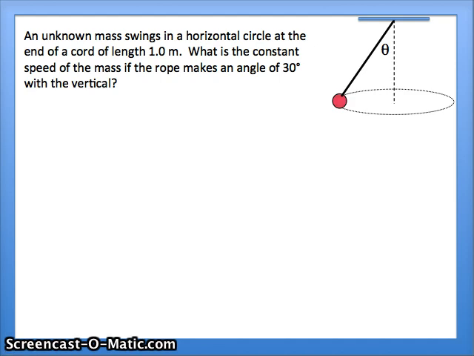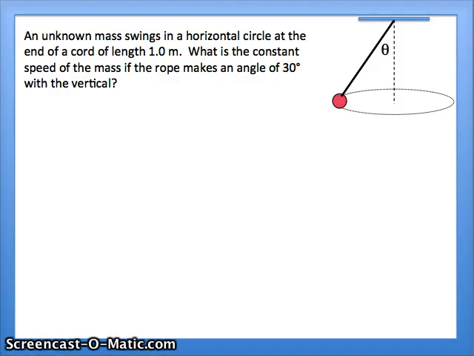Take a look at this problem here where we have something called a conical pendulum that is moving around in a circle. So this would sort of sweep out a cone instead of just a pendulum swinging back and forth. It moves in a circle as it goes around. And so the question here is, if we have this unknown mass moving in this circle, what would its speed be based on the given information?